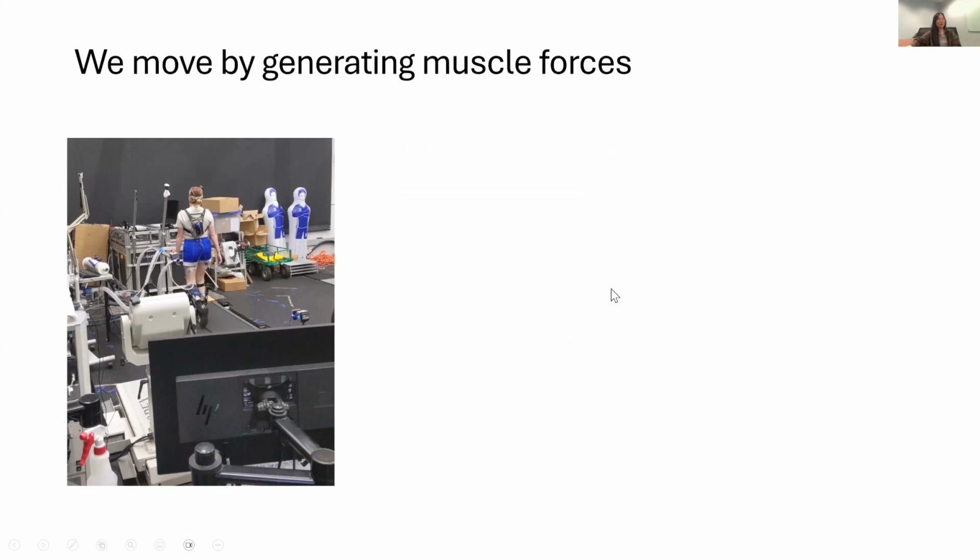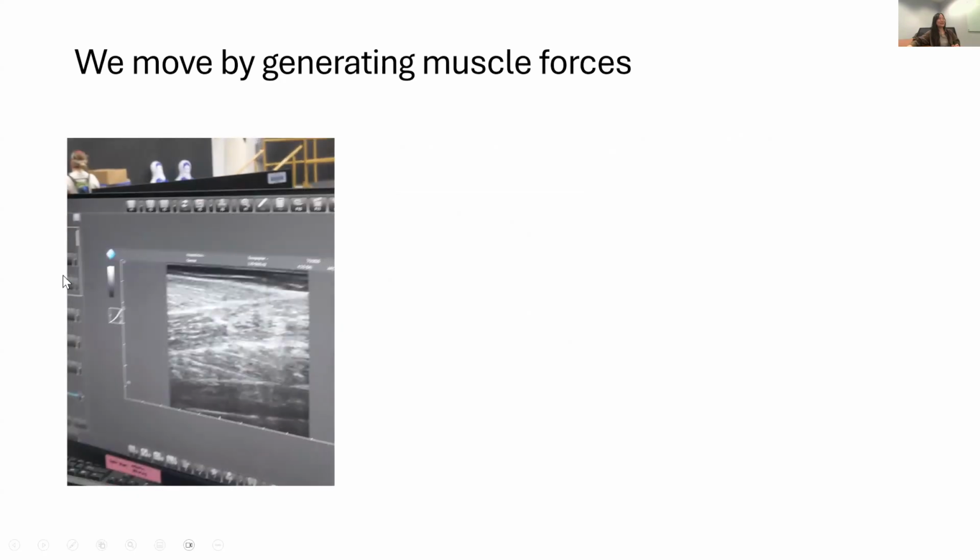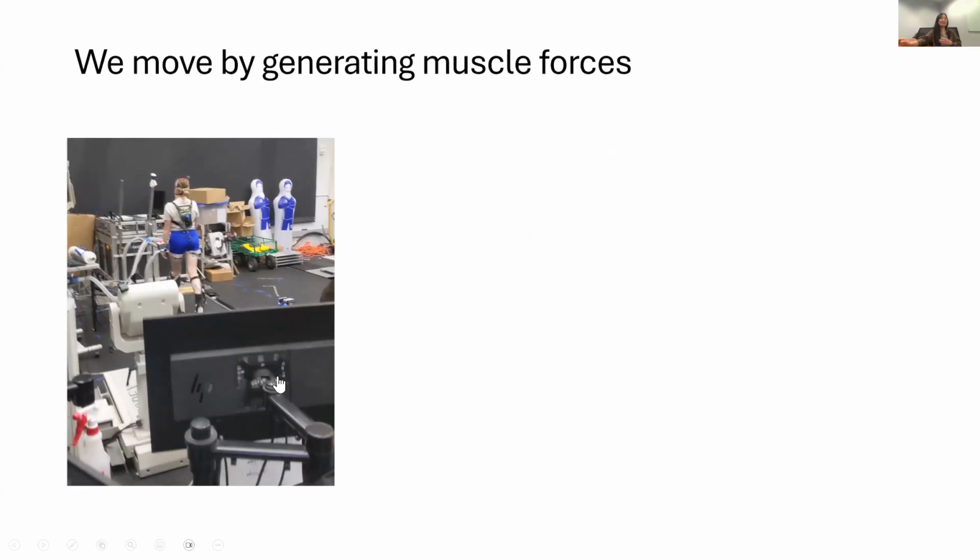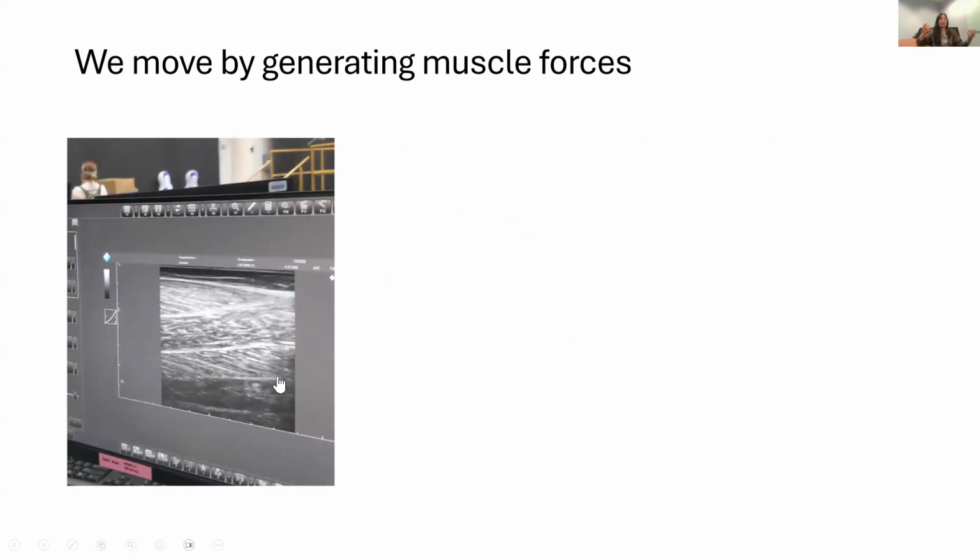It may sound really obvious, but sometimes I find it a little bit surprising to think about all the muscles that are generating movement. So when we move, basically everything comes from the muscle. The muscles are pulling our bones and moving our bodies.